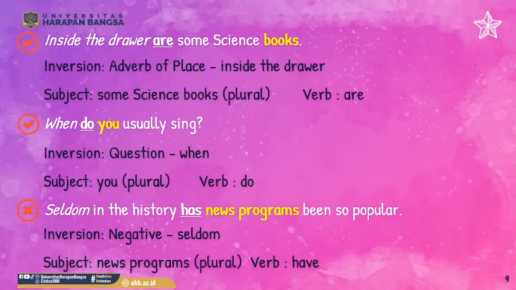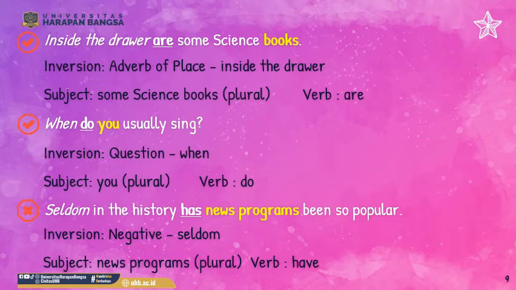Next, we have inversion using question. When do you usually sing? We have inversion using question with question word when. After that, we have the verb do and then subject you. Does the verb agree with the subject? Yes, because the subject is plural, you. So that's why the verb that you use is do.